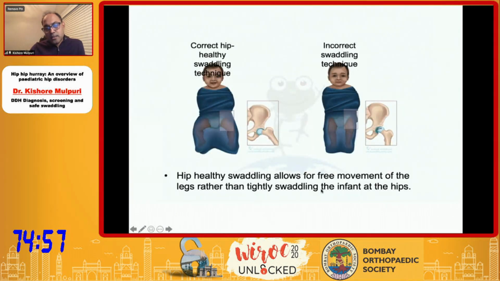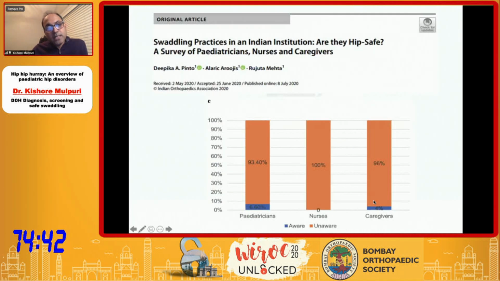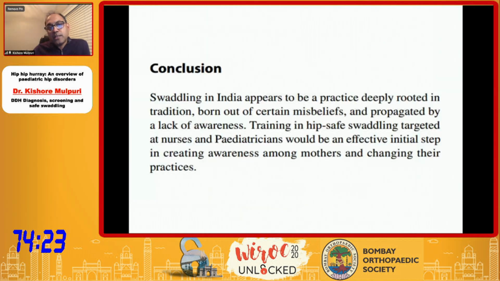And this is correct swaddling, as you can see, with the hips abducted. Incorrect swaddling is wrapping the baby like a burrito, and you definitely want to avoid that. And this study done from India by none other than Al and Rujitha and Deepika showed very clearly that very few people are aware of the correct way to swaddle our children, even though swaddling is not an uncommon practice in India. So it's really important that we raise awareness about the correct way to swaddle these children.